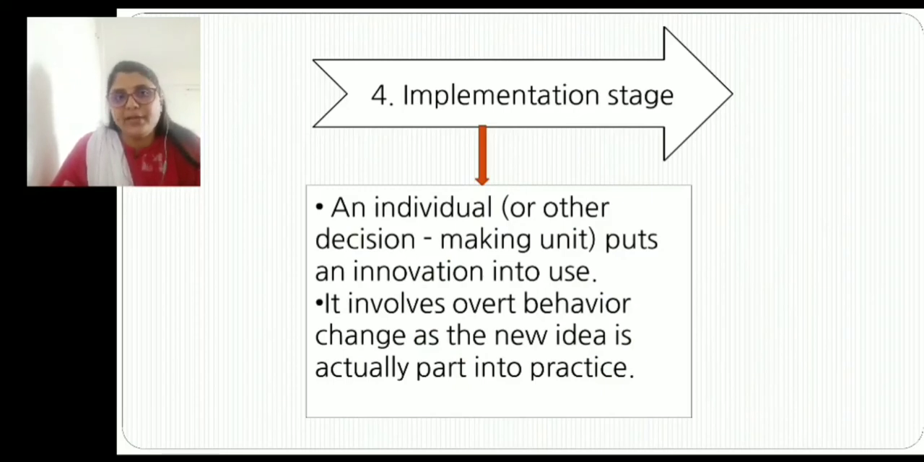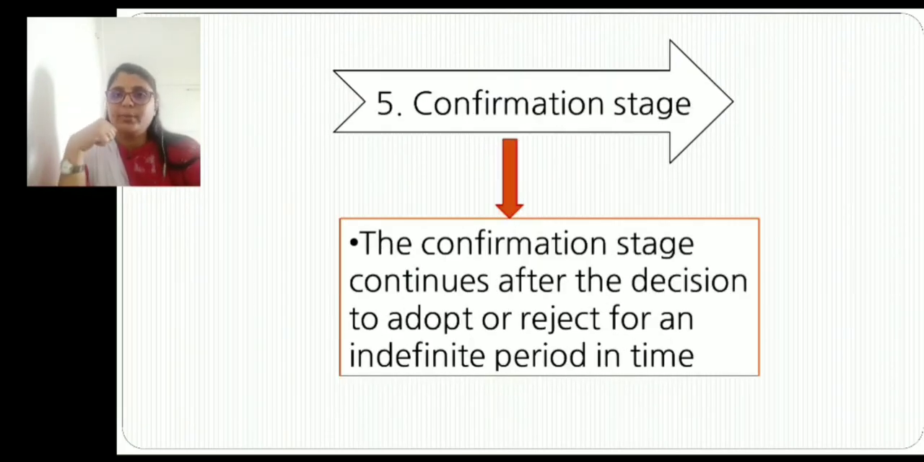Then the implementation stage. After the decision, the important stage is the implementation stage. Here an individual or the decision-making unit puts that particular innovation into use. They take the decision that they should continue that innovation, and they are going to use it in practice. So it involves overt behavior change as the new idea is actually put into practice, not only theoretical. So this is about the implementation stage.